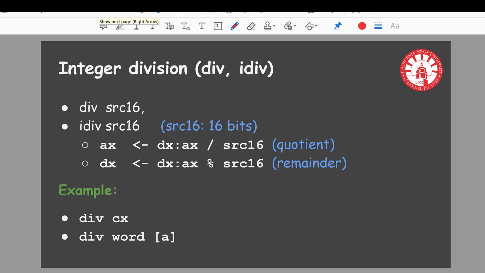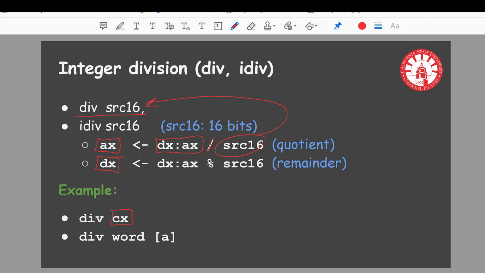Okay, here we have an example where our source is 16-bit. When the source is 16 bits, the syntax is going to automatically take the concatenation of register DX with AX and divide that with the source 16, which you specified in here. Where does the result go? The result is going to be stored in the AX register. How about the remainder? The remainder is going to be stored in the DX register.